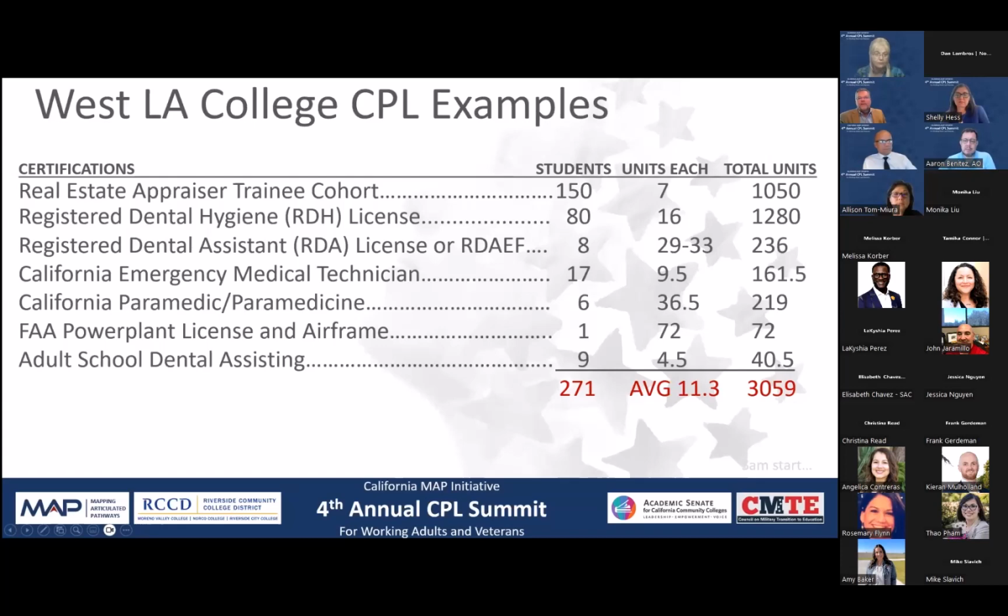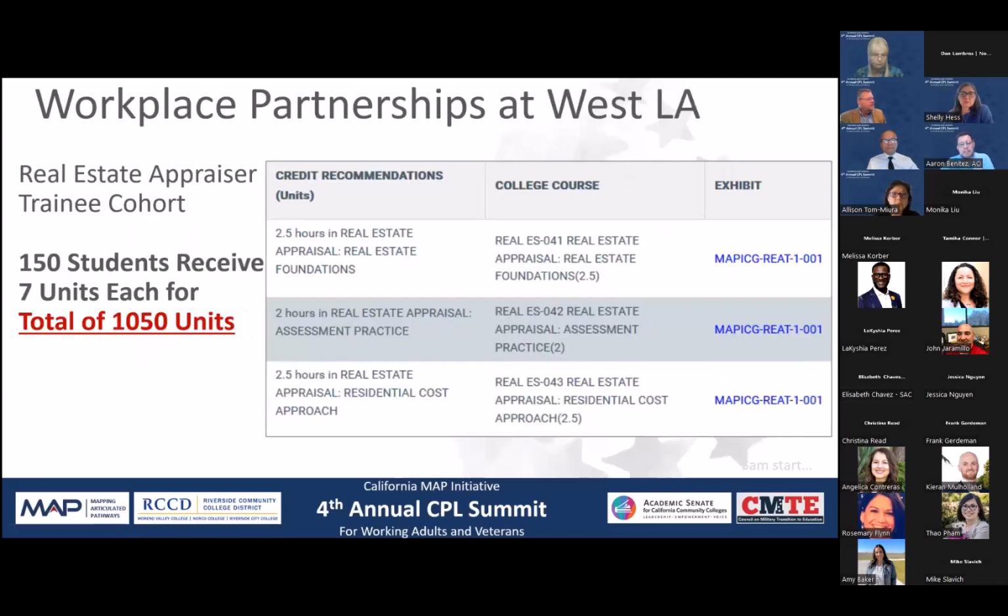You've seen this before, but I just want to highlight West LA College's CPL examples again and dive into them one by one to give you an example of how this works. Looking at the real estate appraiser trainee cohort of, I think, 150 students receiving 7 units of credit for 1,050 units, you can see the lineup of these certifications. We'll go through them one by one to talk about how it has worked for West LA. Here is the real estate appraiser trainee cohort.